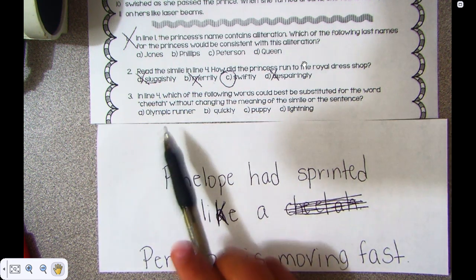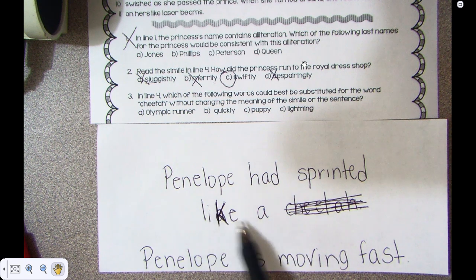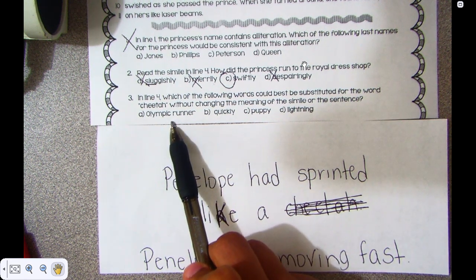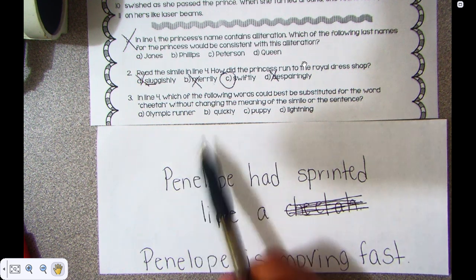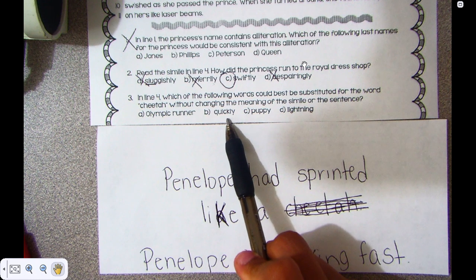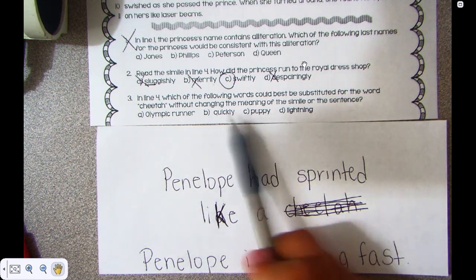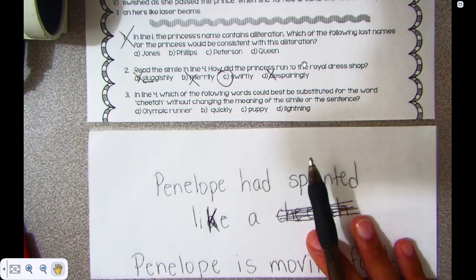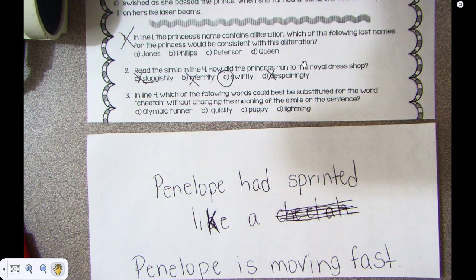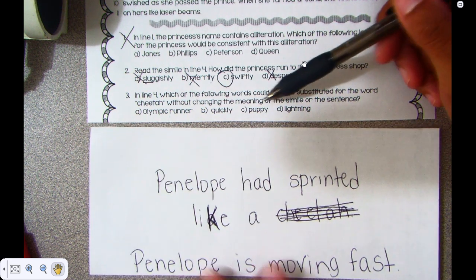So let's look. Could I say Penelope had sprinted like an Olympic runner? I like that because I'm comparing Penelope to the runner. I've got to be comparing two things with my simile. Penelope had sprinted like a quickly? No, the meaning of the sentence needs to mean she moves quickly, but that doesn't compare Penelope to something that moves fast. So far that Olympic runner sounds the best.